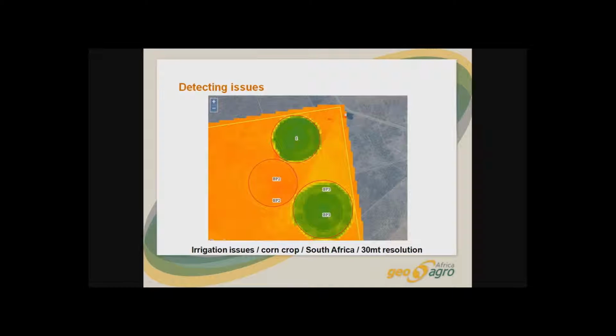This is a farm in South Africa, irrigated pivots. And we can see there that there are some irrigation nozzle issues that are causing different growth stages or growth status in the farm. And again, this is with 30 meter resolution, so you see that for certain decisions, 30 meter is very practical, quick, effective, and affordable.